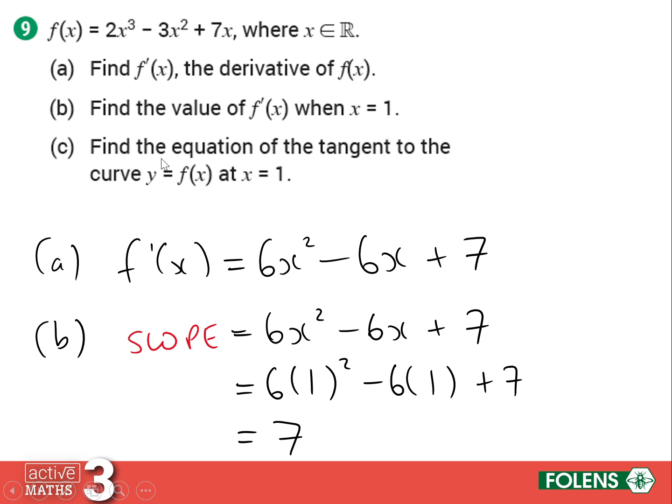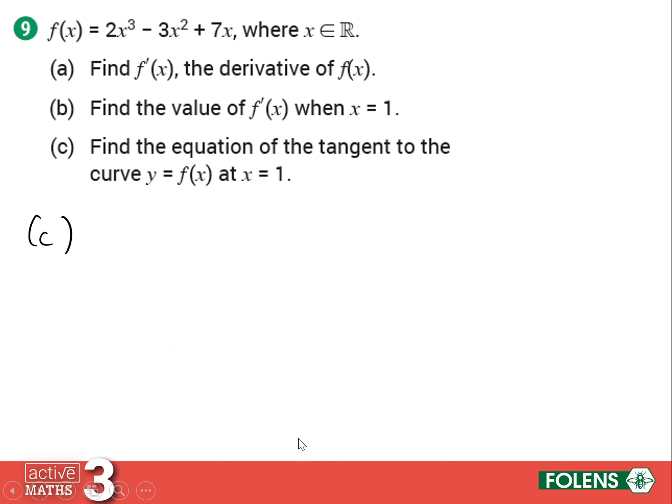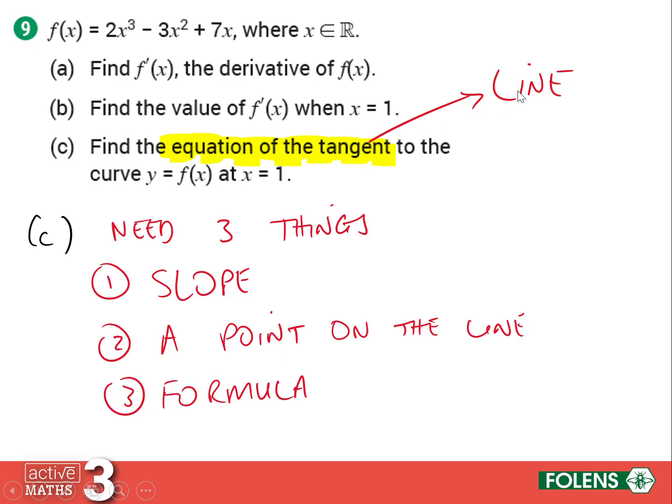And the last part says, find the equation of the tangent to the curve y equals f of x at x equals 1. Well, we've just found the slope at x equals 1, so that's going to be the slope of the tangent. But moving on in here. So part C, the equation of a tangent. Tangent is just a line.